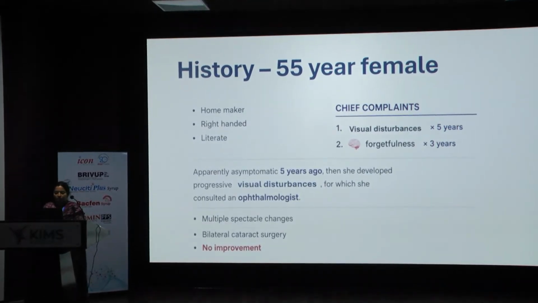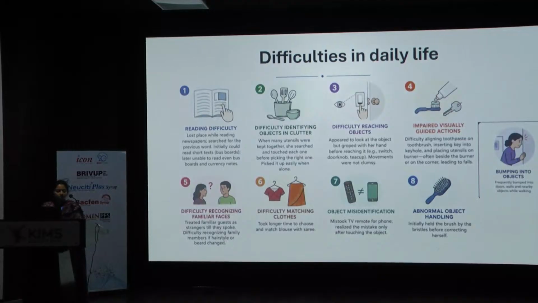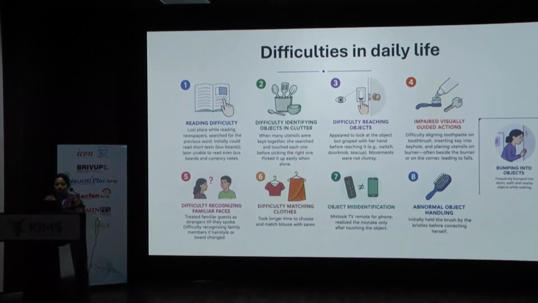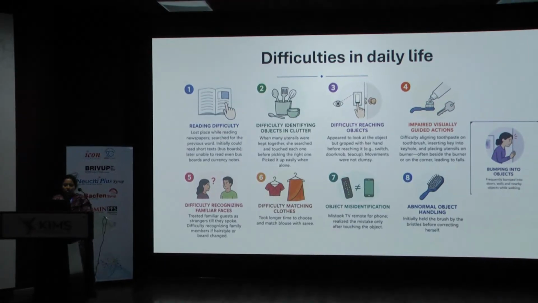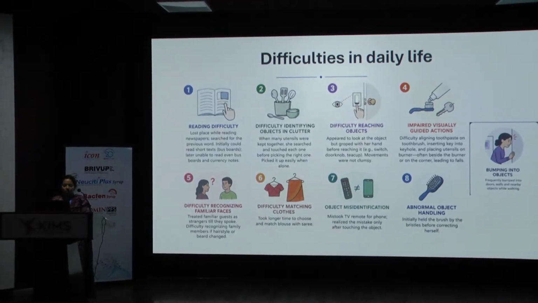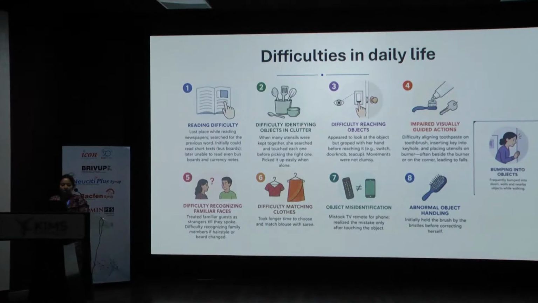I would like to elaborate on her visual disturbances. So the difficulties in her daily life started with reading difficulty. She had the habit of reading a newspaper. While reading, she used to read single words or letters, but she used to lose her place while reading the newspaper. So she used to frequently search for the previous word where she left, and she was unable to track a complete sentence. She adapted by finger tracking initially, but later that also did not work. But at this point of time, she was able to read short texts like bus boards or some labels. But later it progressed such that she was unable to even read single words and letters and even the bus boards.